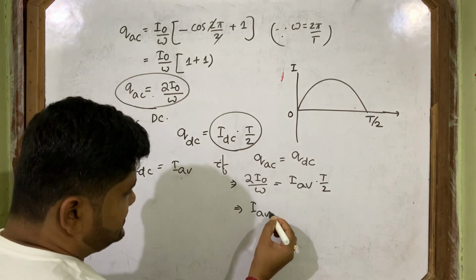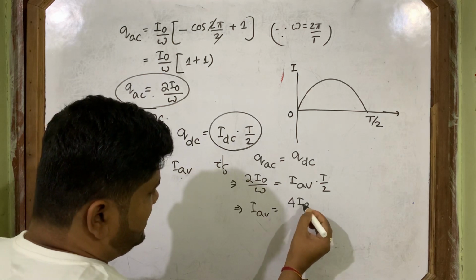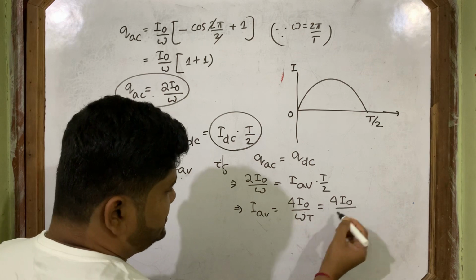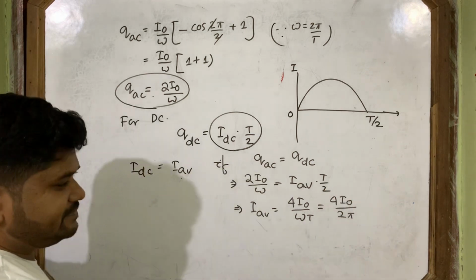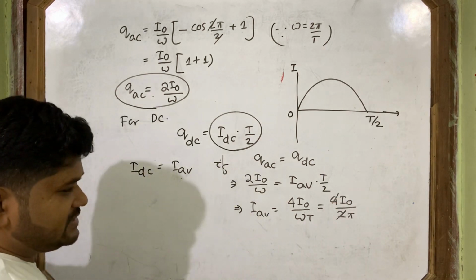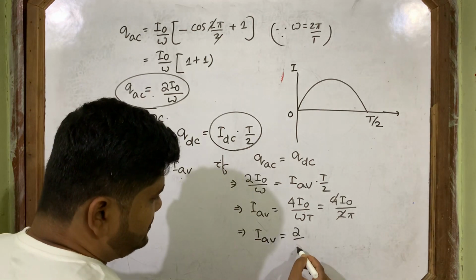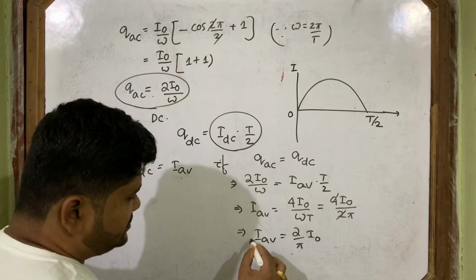So I average is equal to 4 I naught by omega T. But omega T is 2 pi, so the 2 cancels. So we are getting I average is equal to 2 by pi into I naught.